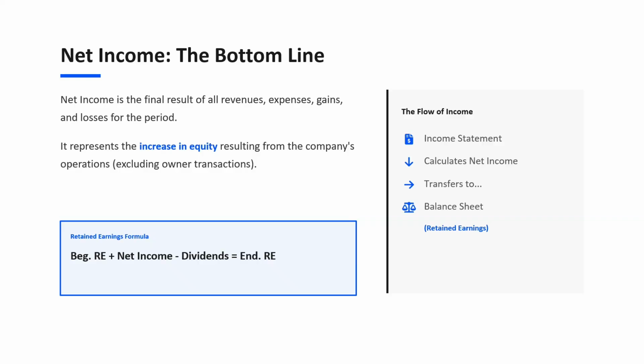Okay, so after all those calculations, in the end, we reach something called net income. Net income is the final result of revenues, expenses, gains, and losses for the period. What does net income represent? It represents something called increase in equity. And I'm going to explain what I mean by that.